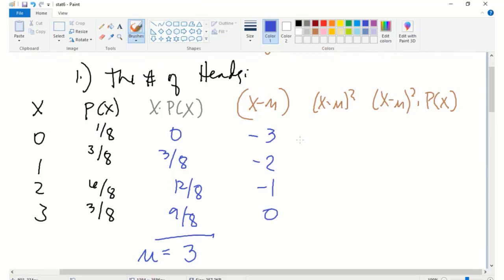So, kung i-square natin siya, negative 1.5 square is 2.25. Negative 0.5 square is 0.25. 0.5 square is 0.25. 1.5 square is 2.25. Tapos, itong part na to, i-times natin sa px. Okay, so 2.25 times 1 over 8, 0.28. 0.25 times 3 over 8, 0.09. And then 0.25 times 3 over 8, 0.09. And 2.25 times 1 over 8, 0.28.